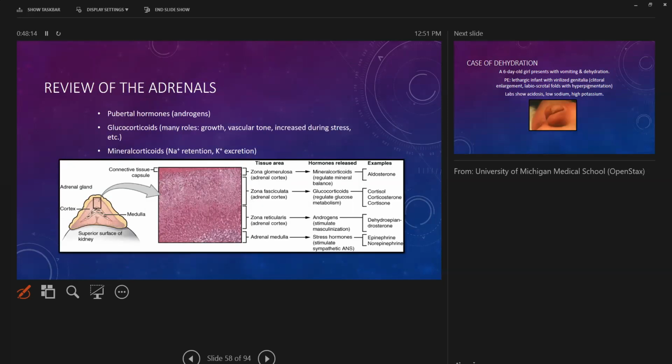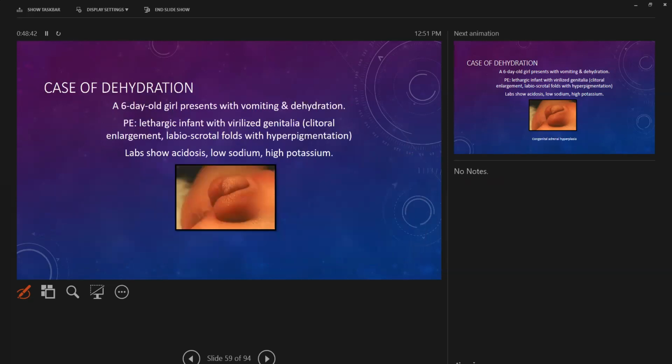So let's review the adrenals really quick. So we've got these pubertal hormones that are made in the adrenal called androgens. We've also got glucocorticoids and mineralocorticoids. And it's smart to kind of know where these are made. I don't know, they always tend to think that this is testable material. I think it's kind of not fair, but you're in PA school. So take a look at this, make sure that you know where these are made.